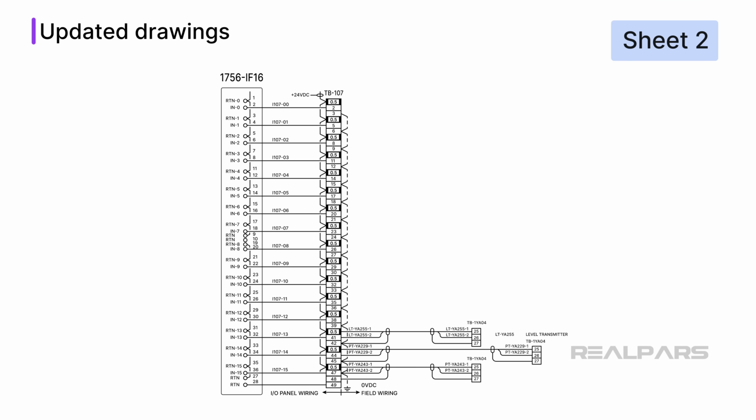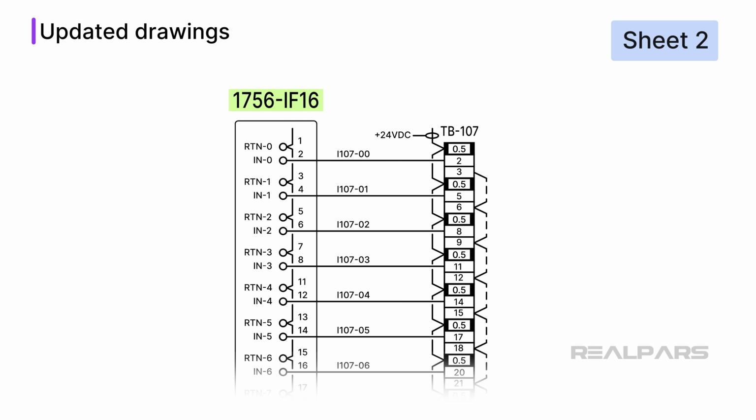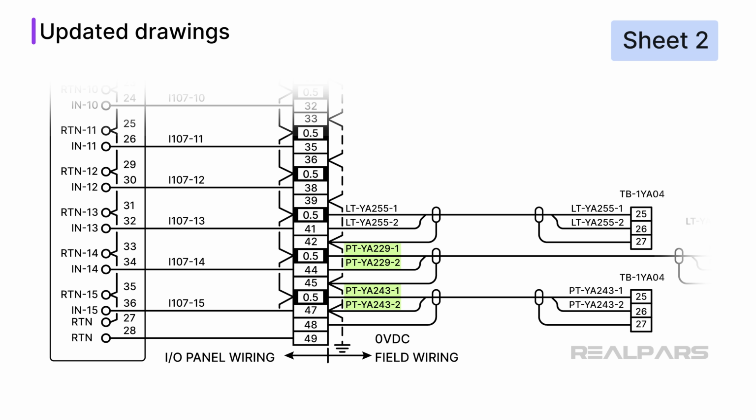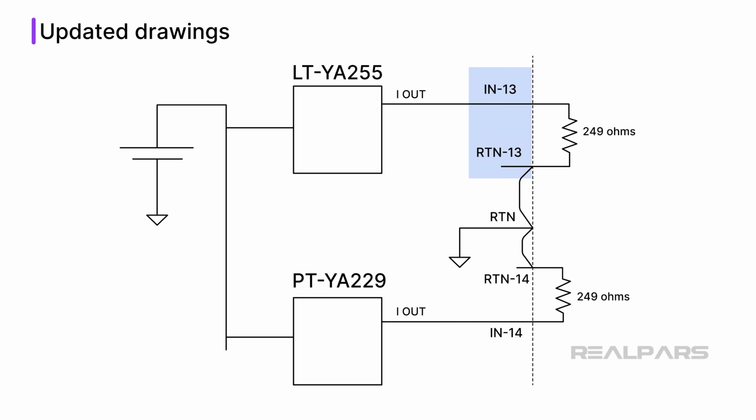Sheet 2 shows us the complete wiring diagram of the 1756-IF16 module. Please note that 2 other transmitters are utilizing this module. Notice how all 3 current loops share the plus 24-volt DC power supply. Here's a simplified sketch of the channel 13 and 14 loops.